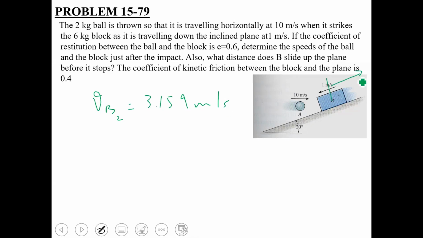Say that after the collision, the block moves a distance S. Applying the principle of work and energy, that principle says that the initial kinetic energy of block B after collision, plus the sum of work done by all the forces in moving this block B from position 2 to position 3, should be equal to the final kinetic energy of the block, isn't it? This is the principle of work and energy. Okay, what is the initial kinetic energy?